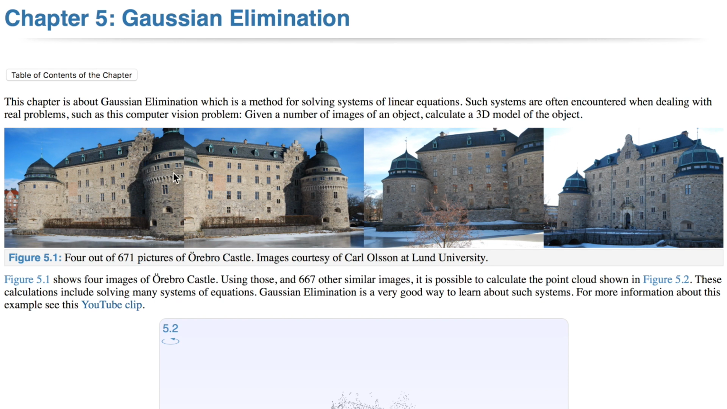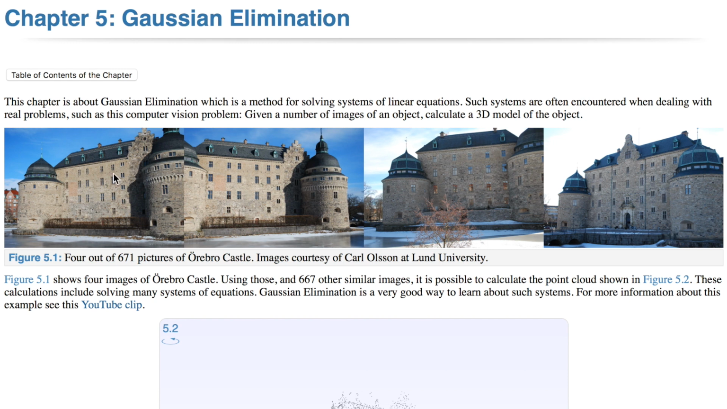So we start out with these four images, and they are very generously provided by Carl Olsson at Lund University. And he and his colleagues, Enquist and Carl, have also developed the algorithm that we are going to show the results of. So assume that we have these four images, and then we also have some other 600 similar images.